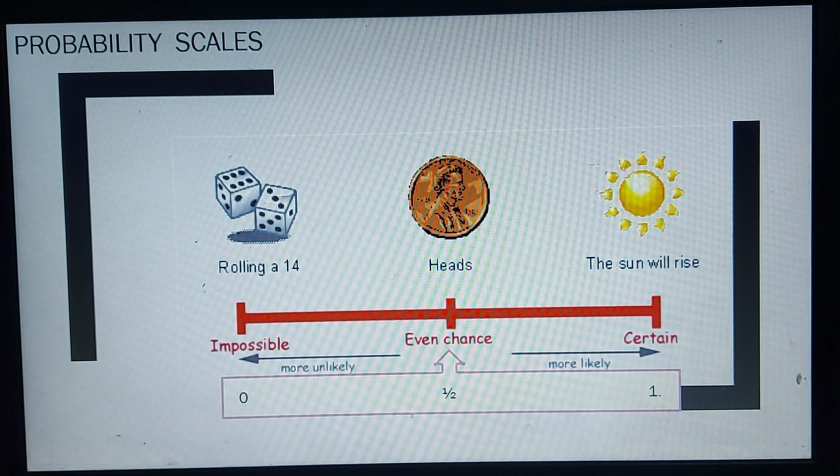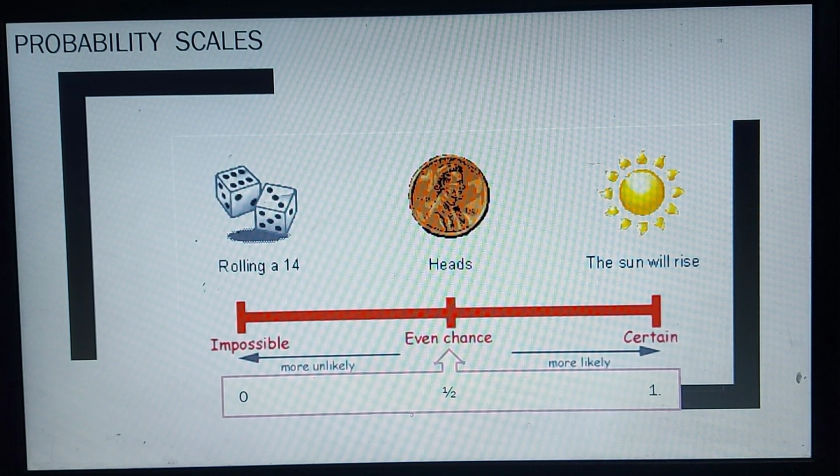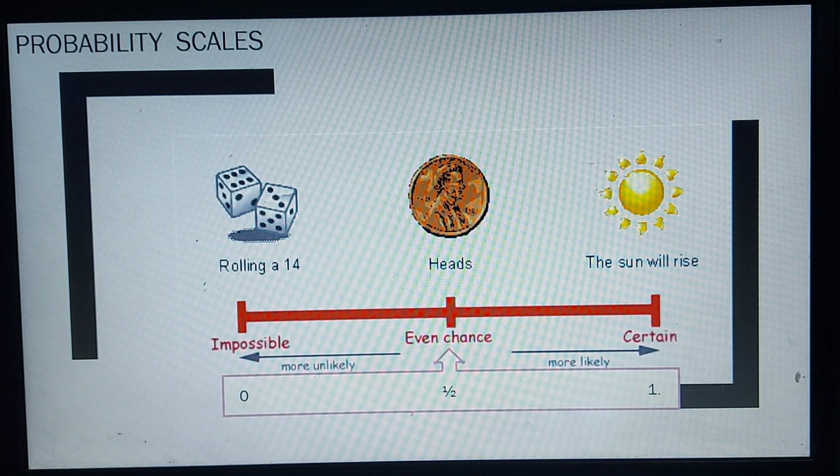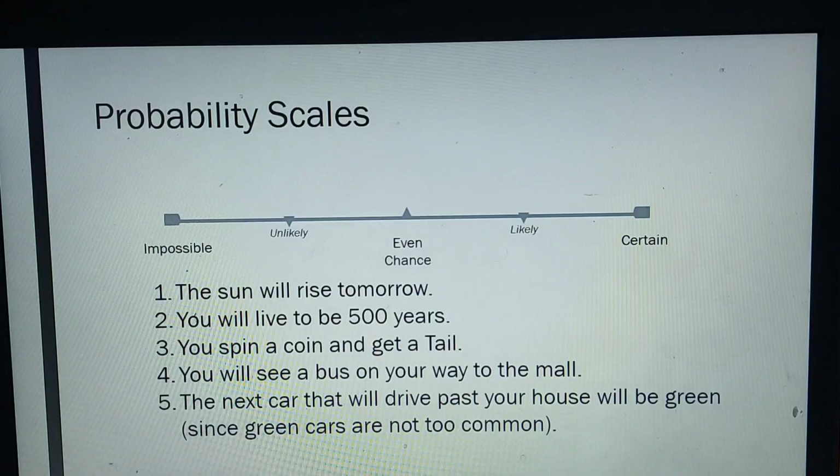On the other hand, it is certain that the sun will rise tomorrow. So the probability that the sun will rise tomorrow is 1. So these are some of the language of probability. We have impossible, unlikely, even chance, likely, and certain. So we're given 5 statements. Let's take a look at where these statements fall on the probability scale.